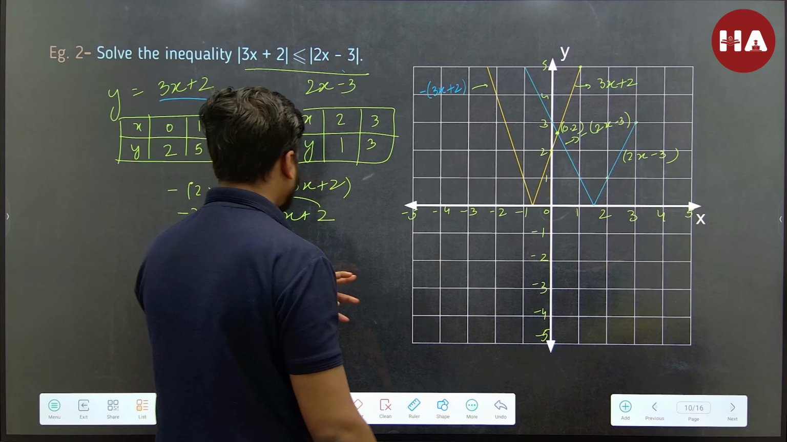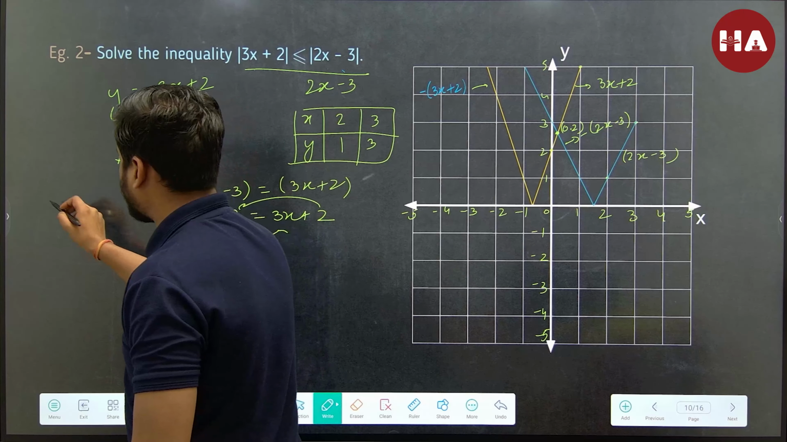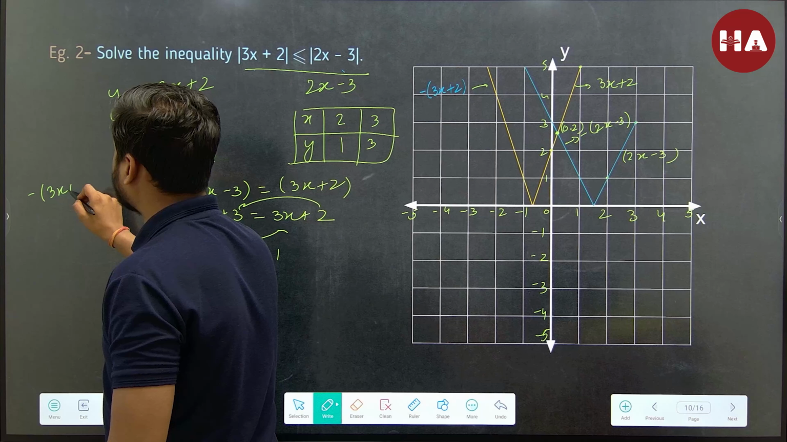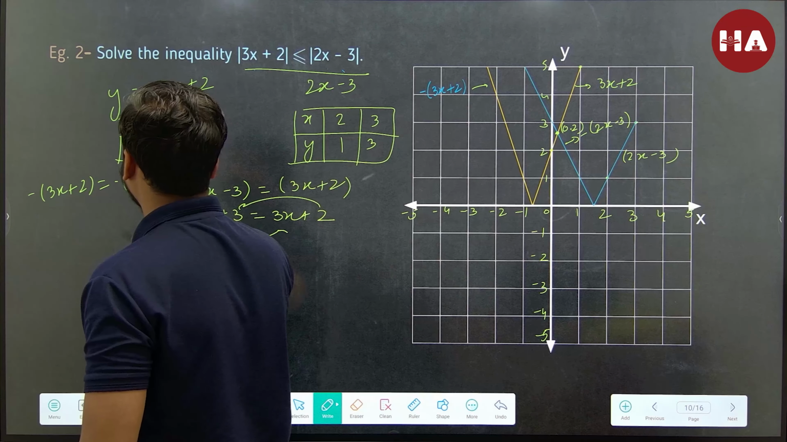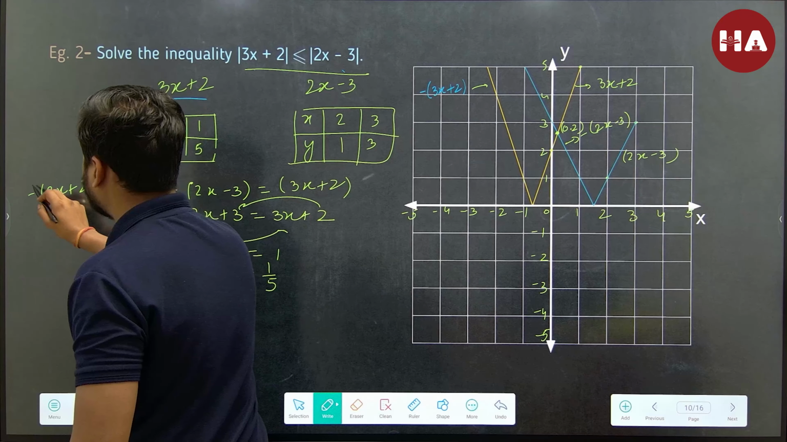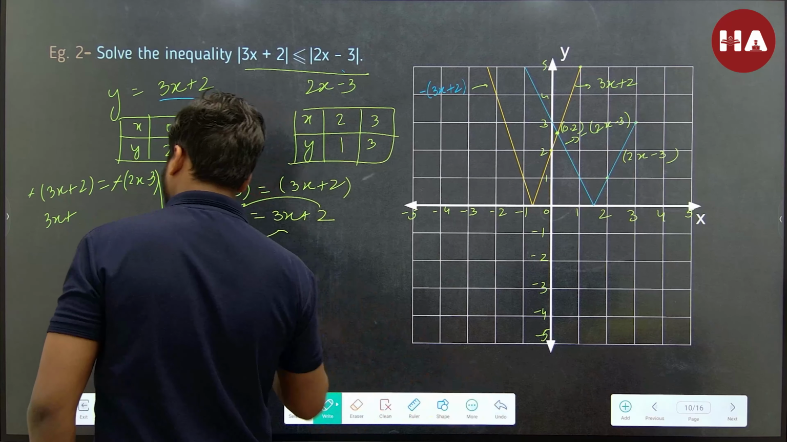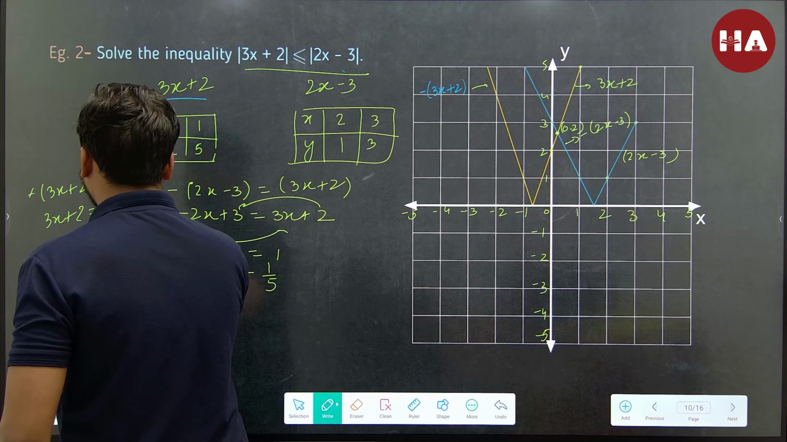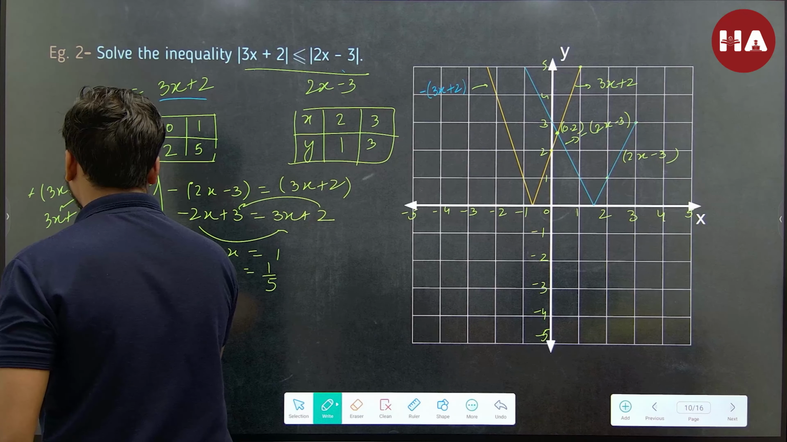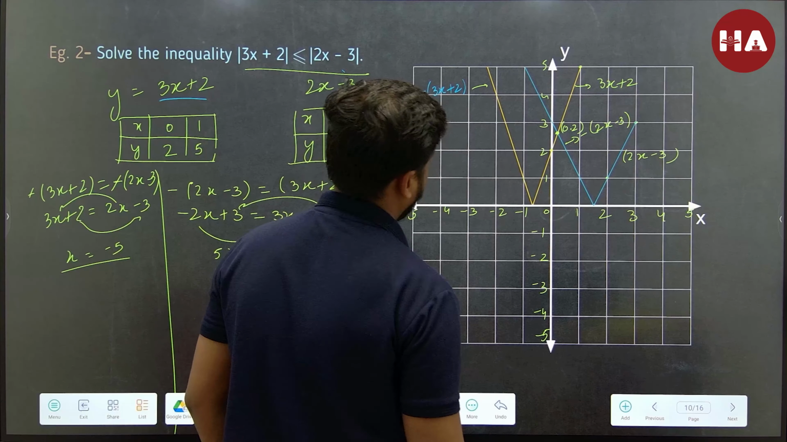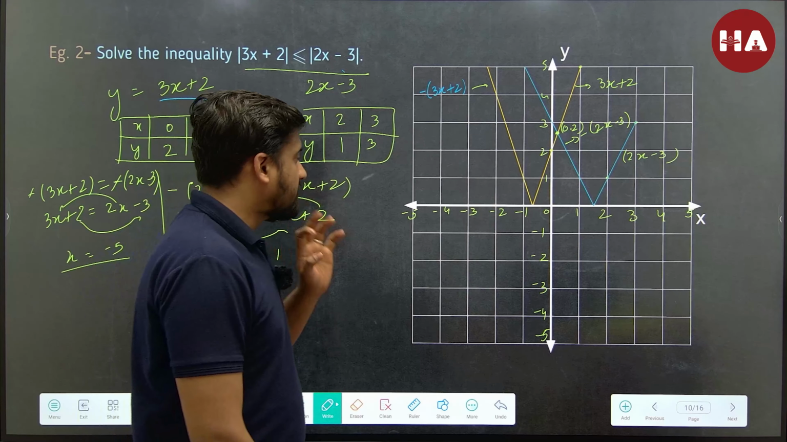Correct? And now similarly, let's solve for this one. So I'm solving it here, okay? Minus of 3x plus 2 equals minus of 2x minus 3. Let's cancel the negatives. So I'll get 3x plus 2 equals 2x minus 3. I'll shift it there and I'll shift it here. I'll get x equals negative 5, right? Now these two graphs will intersect at x equals negative 5.